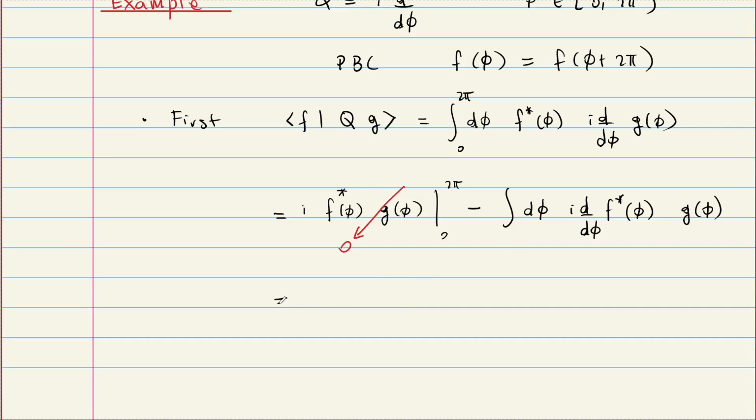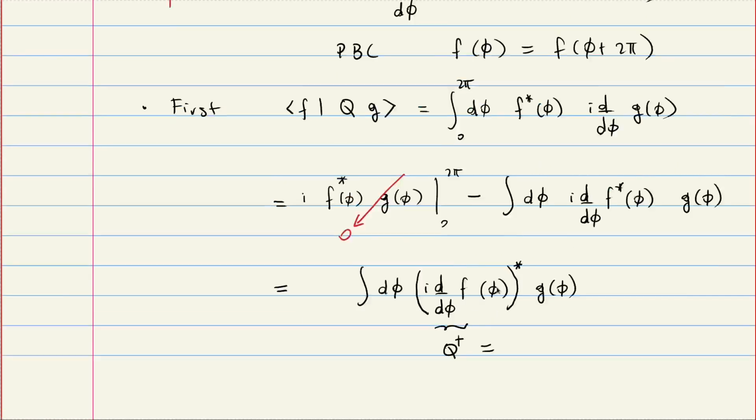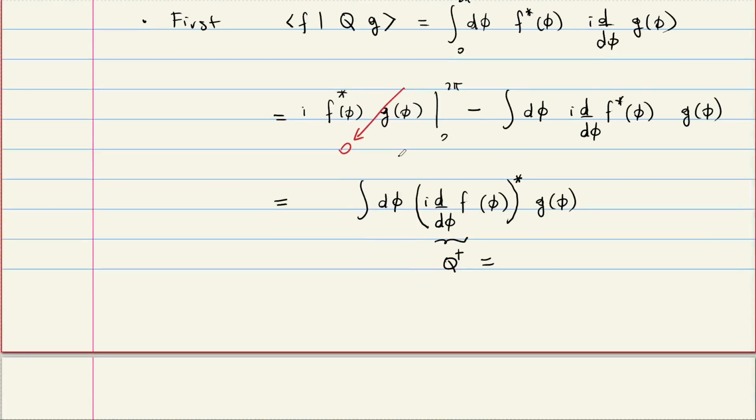And this one, let me write it in 2 steps. First, I want to take this out and write it like this. But I need to introduce an extra minus. Rather than introducing an extra minus, I erase this one. And from here, I see this is Q dagger, which is exactly what Q is, right? Then Q dagger is equal to Q. That means Q is Hermitian.